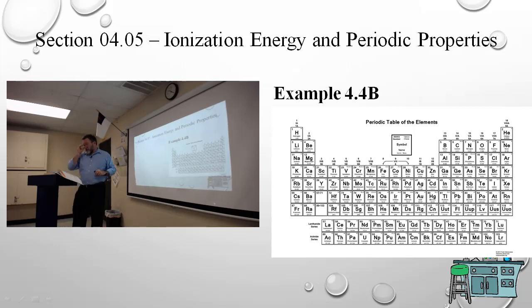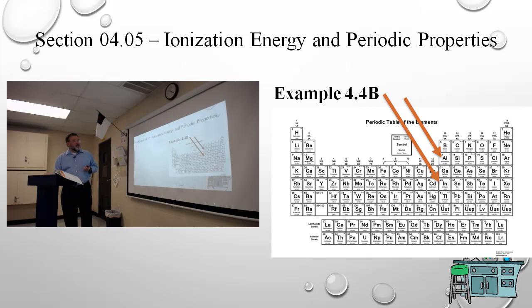4.4b. Which of the following holds onto its electrons the tightest? So what is the question really asking? If it holds onto the electrons the tightest, we're looking for the higher ionization energy, right? It holds onto them the tightest. The ones that they offer us are aluminum, and B. Well, those are our three choices.